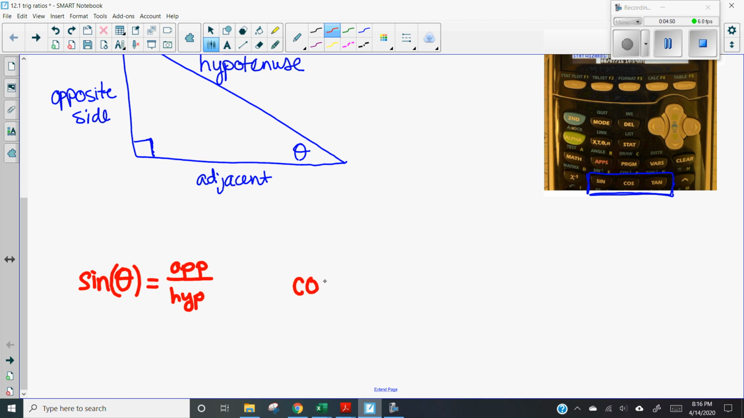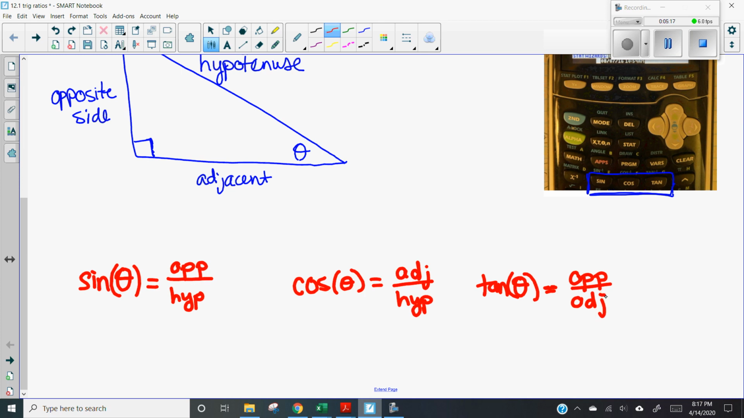Cosine of theta, putting parentheses around that, that's not multiplication, we're plugging it in, is equal to this ratio: the length of the adjacent side to the hypotenuse. And then tangent of theta, you can write it without the parentheses, by the way, is equal to this ratio, the opposite side to the adjacent side.